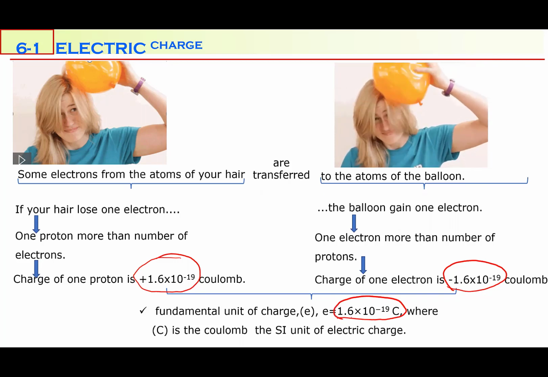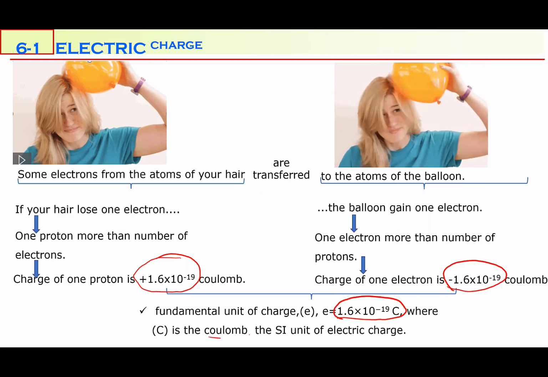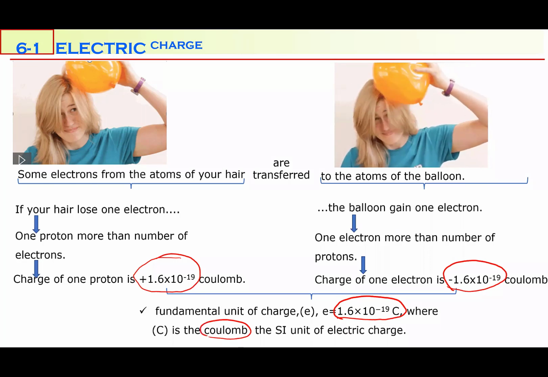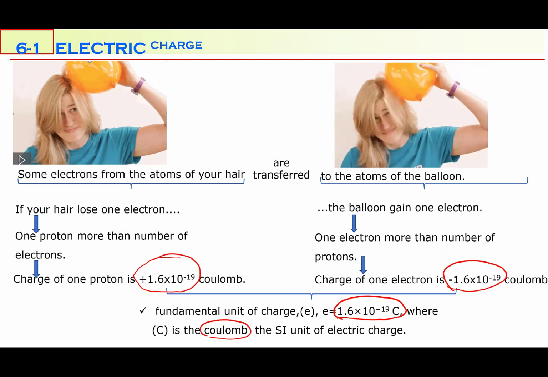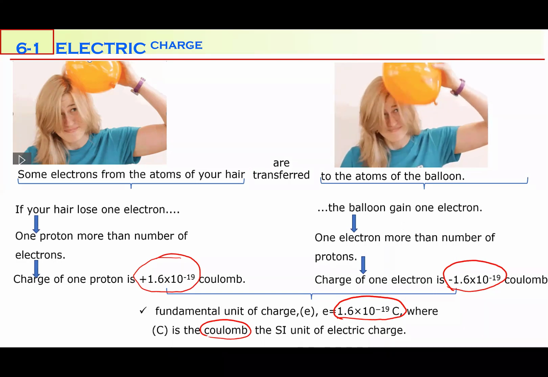Coulomb is the SI unit of electric charge. Maybe it's the first time you heard this. Coulomb, just like the unit of mass is kilogram, the unit of electric charge is coulomb. The unit of temperature is Kelvin, the unit of electric charge is coulomb. Coulomb is the unit of electric charge.